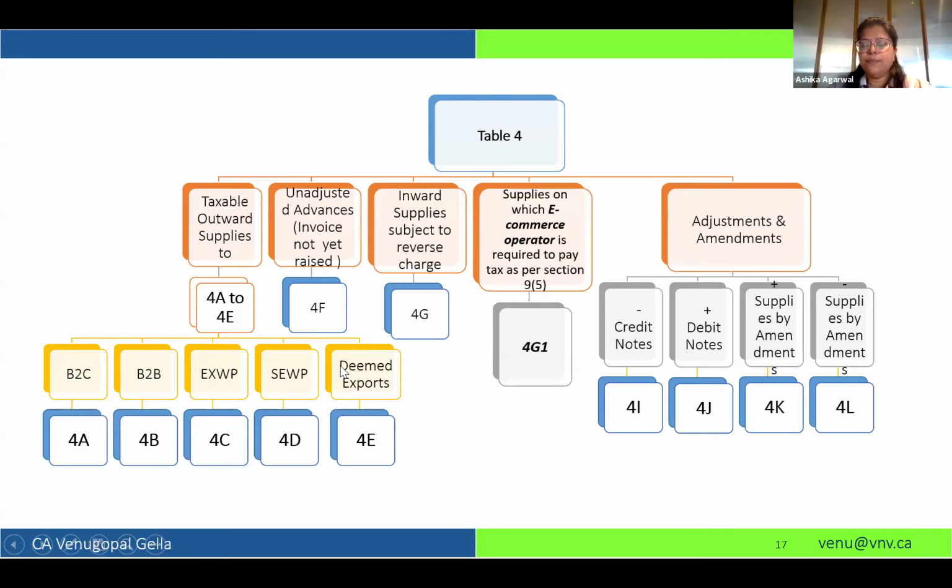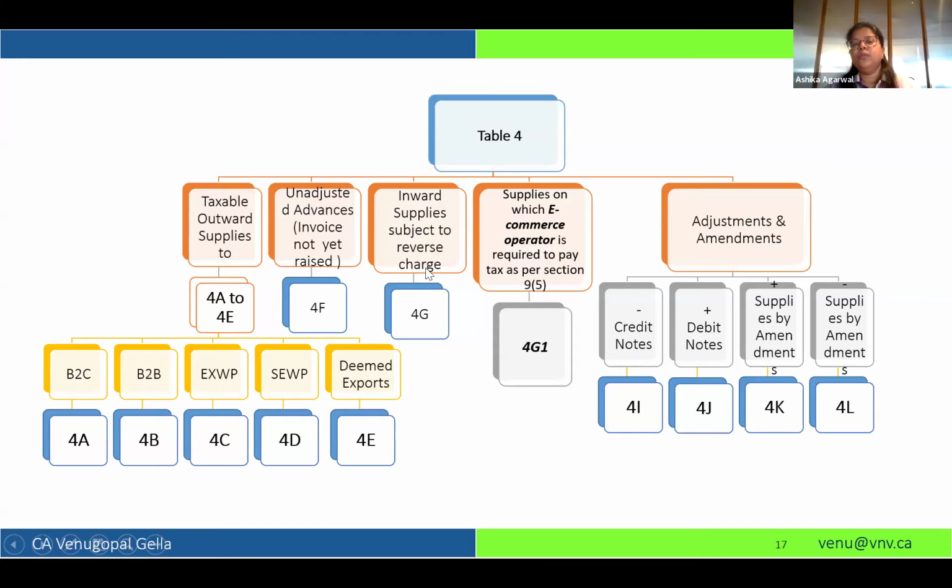Apart from outward supply, the invoicing which we have done, there is one more thing called advances. As we discussed while discussing 9C, deriving our books turnover, there was one more adjustment which was for advance. Specifically in the service sector only, when the advance is received, GST needs to be paid. So accordingly, table 4F captures the details of advances. So 4F is a net off of advance received and advance adjusted. That needs to be reported in table 4F.